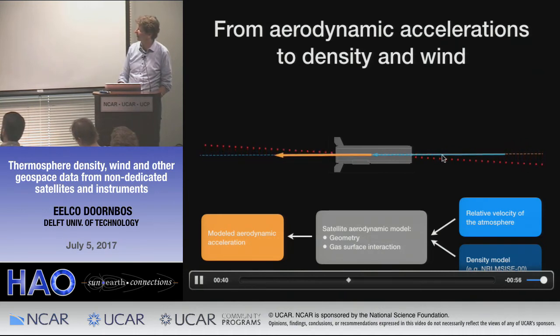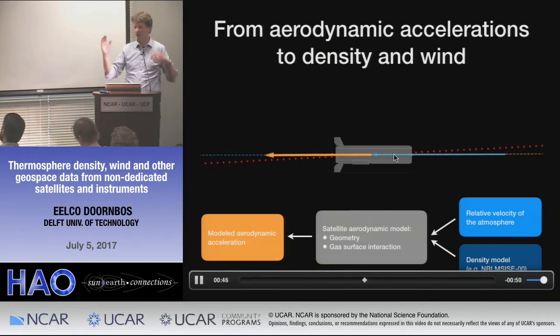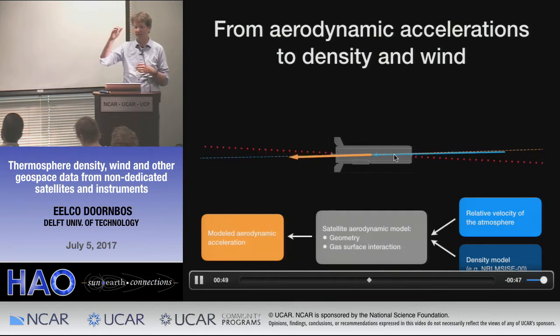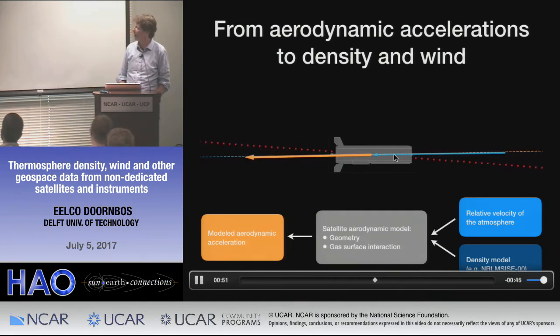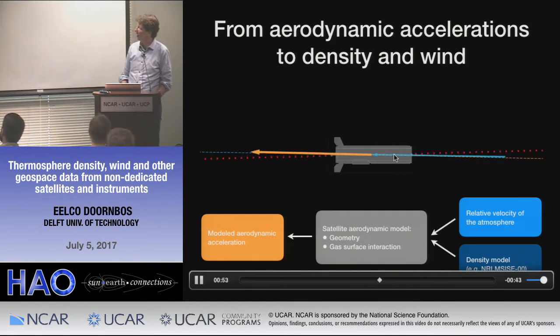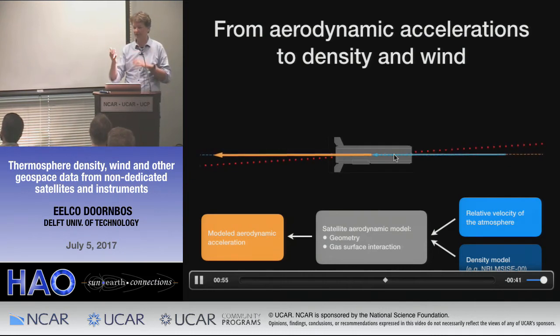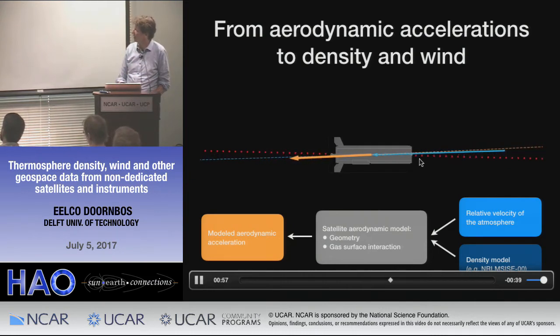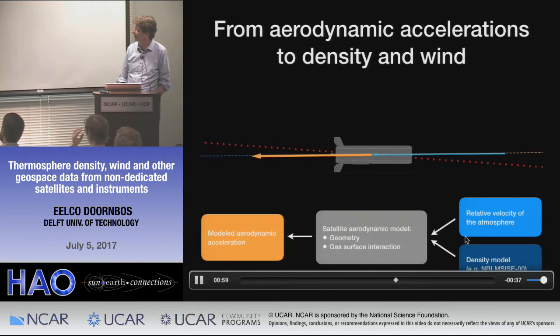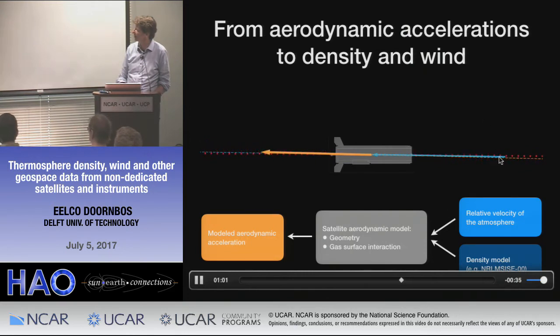So we have this relative velocity of the atmosphere, which points in this direction. This is, of course, the orbit velocity, plus the co-rotation of the atmosphere, if you think of the orbit as an inertial coordinate system. And then, on top of the co-rotation, you can add winds. I have not added any winds here, so this is just co-rotation for the simple model.